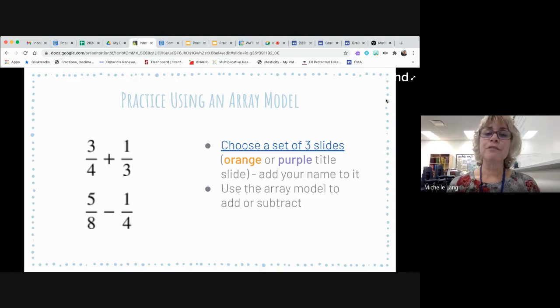I am now going to invite you to practice using an array model. You will see on the link of slides, a slide deck, that there's a set of 3, and I've alternated purple and orange title slides. So if I can get you to choose either an orange or a purple title slide and add your name to it, and then practice using an array model.